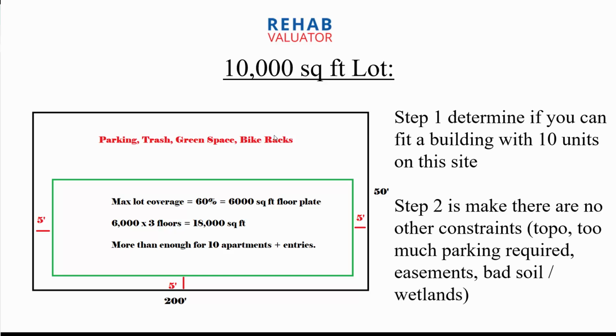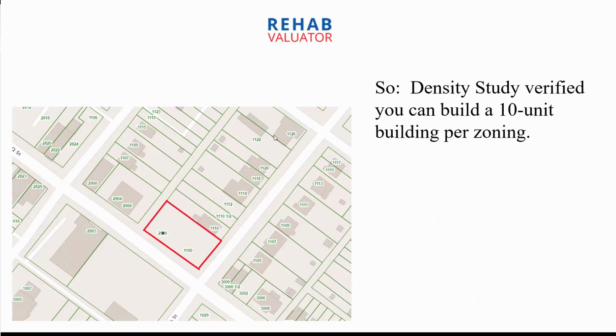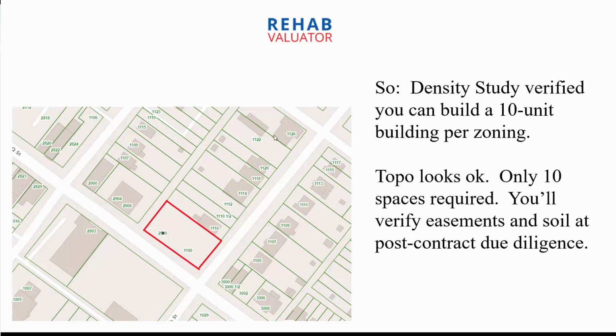And then step 2 is you want to make sure that there are no other constraints that will massively reduce the size of your building to where you can no longer actually fit 10 units on here. So you've made sure that the site is relatively flat. There's no crazy parking requirements. You can fit parking on here. And then you will check for easements and bad soil and existence of wetlands after you already have a contract. Right? So your density study verified you can build a 10-unit building. Topo looks okay. Only 10 spaces are required.